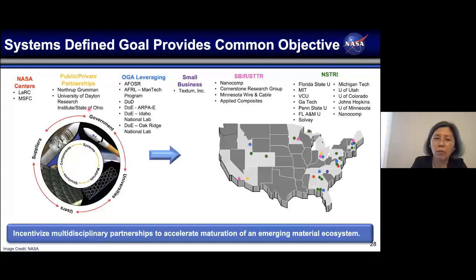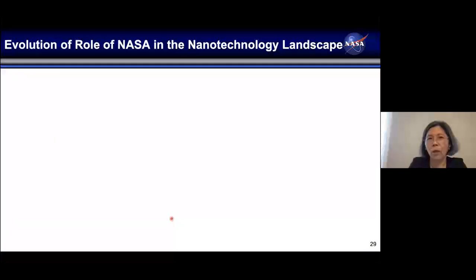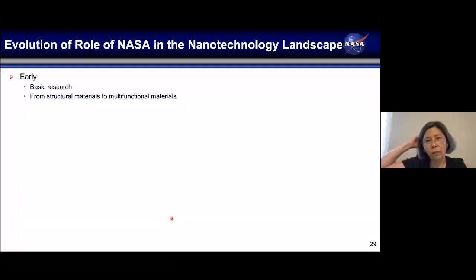and systems. And as a government lab, we have the opportunity to provide the pull for universities, users, and suppliers to incentivize this multidisciplinary partnerships so that we can actually have a new material ecosystem. So just, to close out, how has the role of NASA in this landscape evolved?